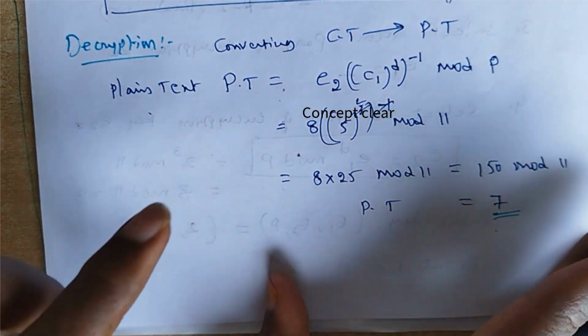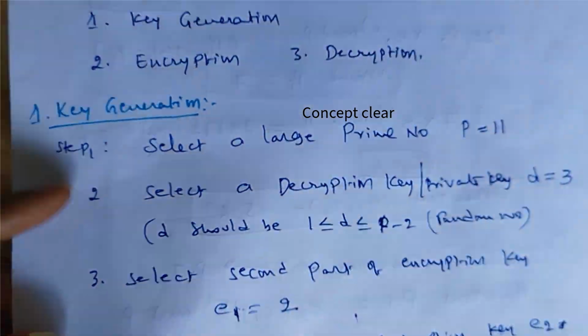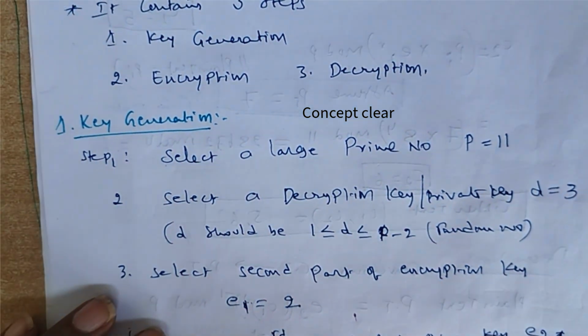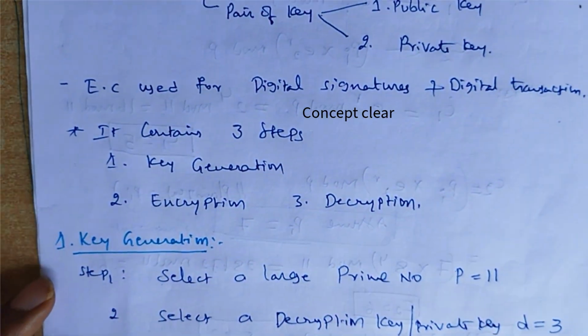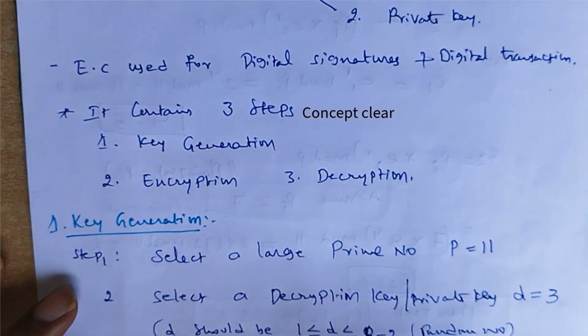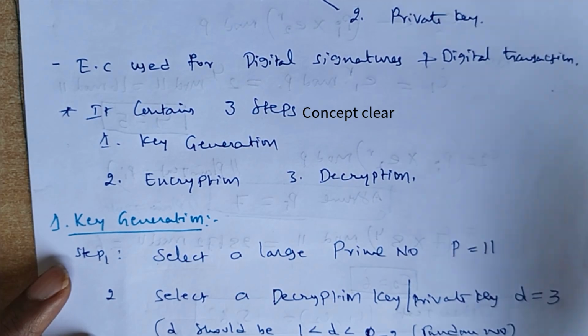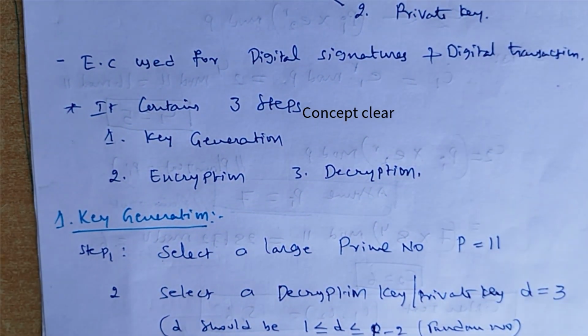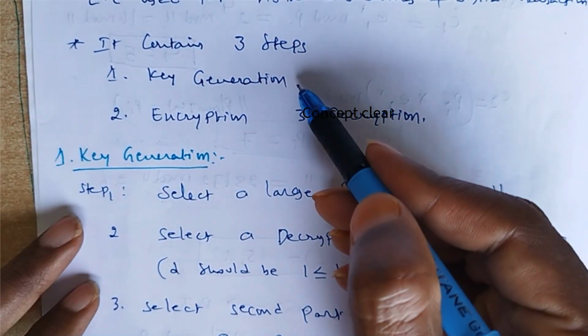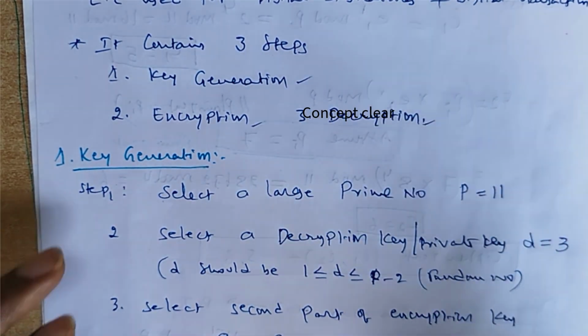So this is the ElGamal cryptography algorithm. What does the ElGamal cryptography algorithm mean? It is asymmetric key cryptography. Asymmetric means we have to use two keys, a public key and a private key. We have to follow 3 steps: first is key generation, then encryption, then decryption.